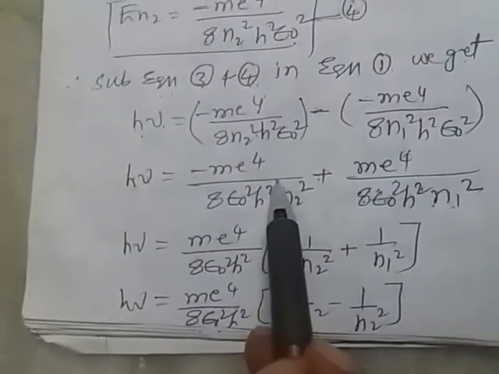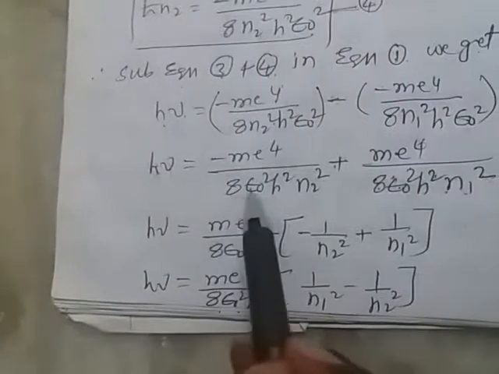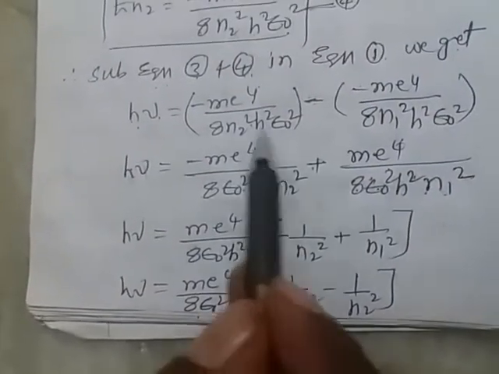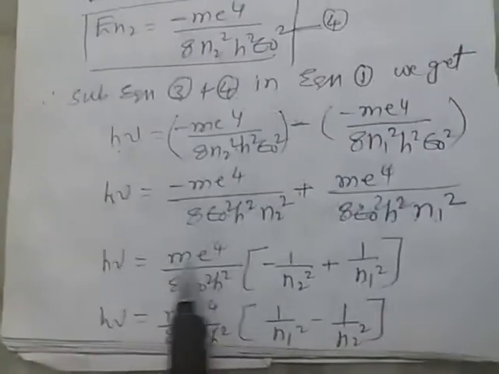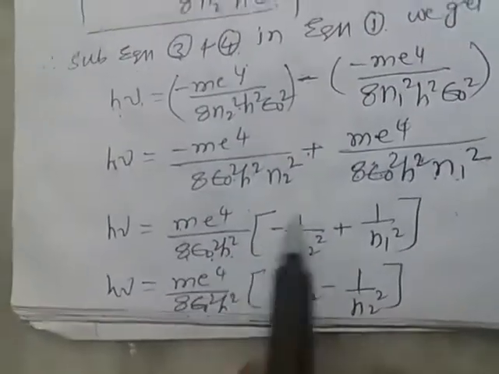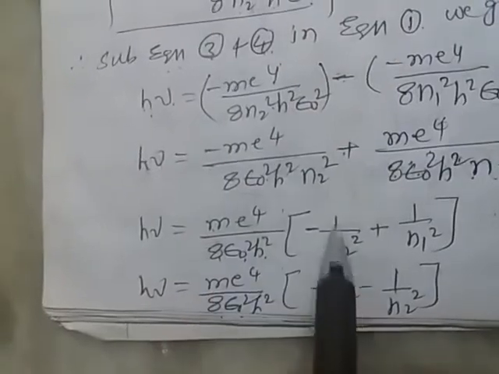m e to the power of 4 by 8 epsilon naught square h square is the common term. So now let us take this common m e to the power of 4 by 8 epsilon naught square h square. Therefore, minus 1 by n2 square plus 1 by n1 square.